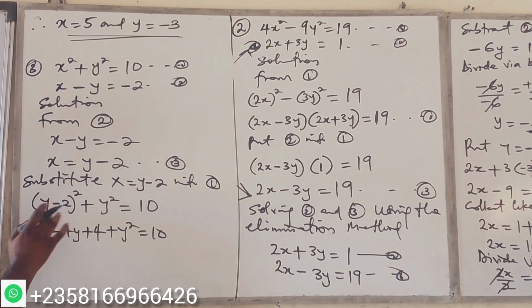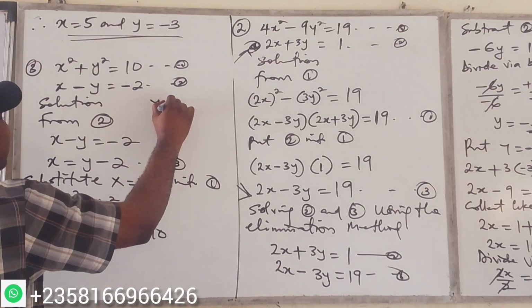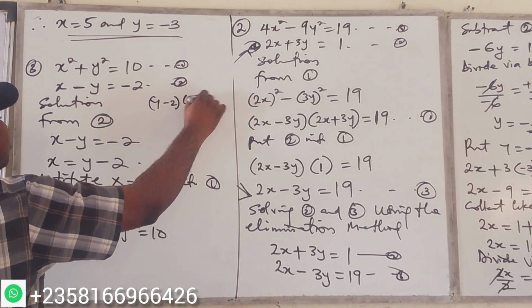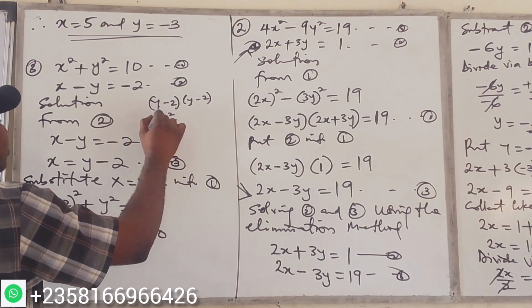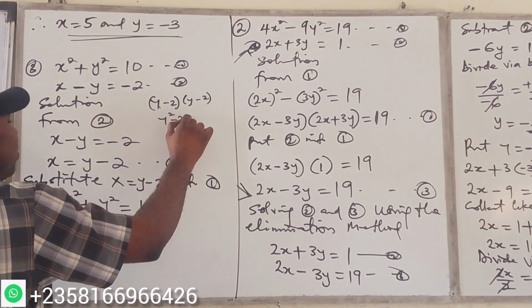Now let me break this down. Let me break this. So y minus 2 all squared is y minus 2 times another y minus 2. y times y is y squared, minus y times 2 is 2y.